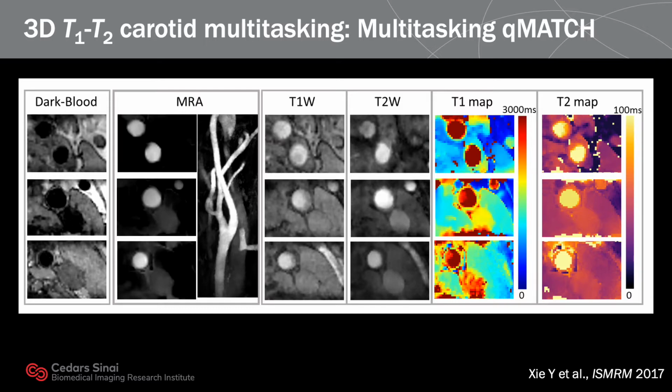Another application is carotid plaque imaging by Yibin Xie of our group. Multitasking simultaneously acquires 6 types of images, such as dark blood vessel wall, bright blood MRA, T1 and T2 weighting, and T1 and T2 maps, allowing quantitative characterization of plaque features.